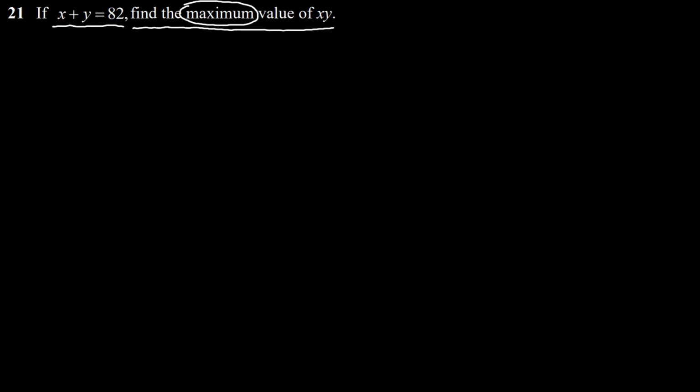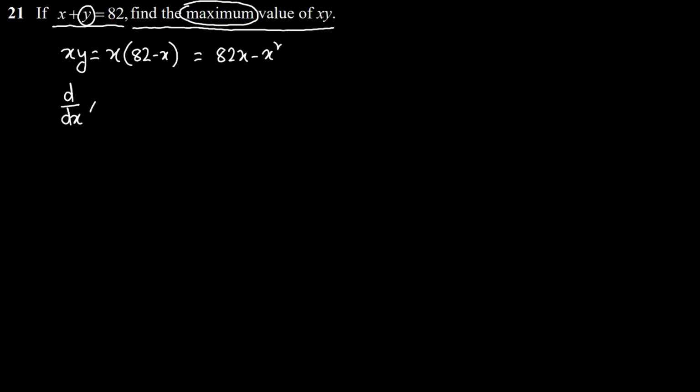Before doing that, let me consider the expression xy in terms of x first. We can write it as x times y. If we make y the subject, you can write the expression 82 minus x. So our expression becomes 82x minus x squared. This is our expression for xy. For finding the maximum point, we need to differentiate and set that equal to 0.